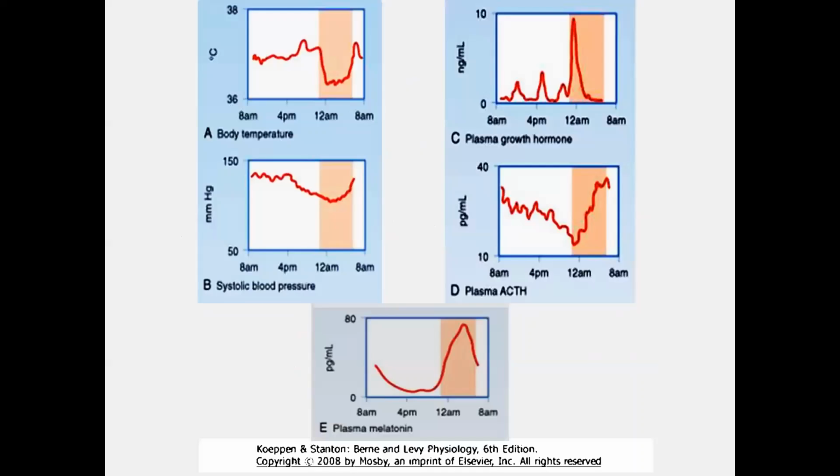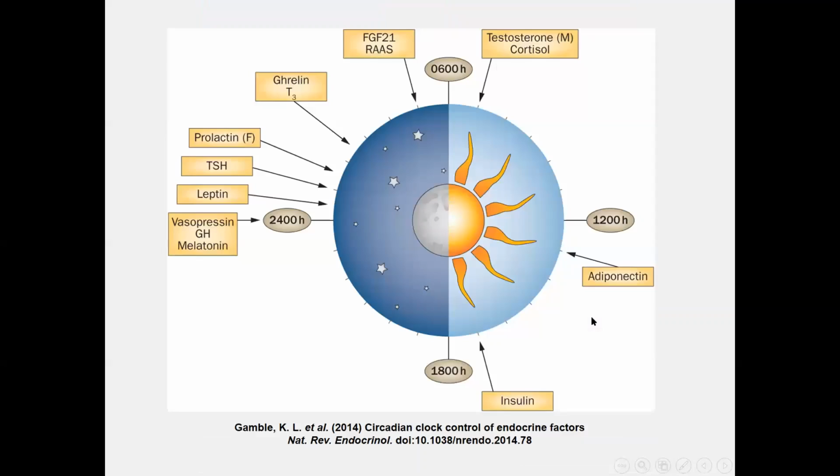This diagram is an example of how the circadian rhythm controls various biological functions and hormone release. For example, growth hormone peaks at midnight while it decreases in the morning. On the other hand, plasma adrenocorticotropic hormone decreases at midnight while it increases in the morning. This figure also shows how the circadian rhythm controls different hormones in our body.